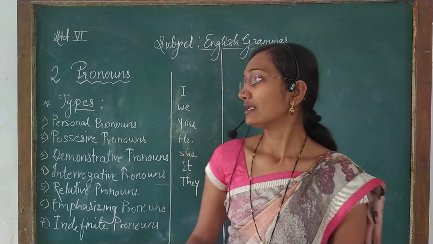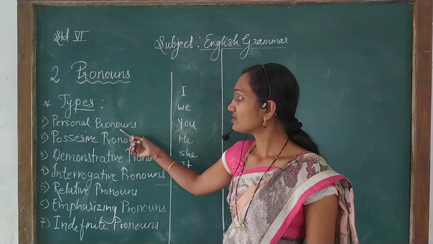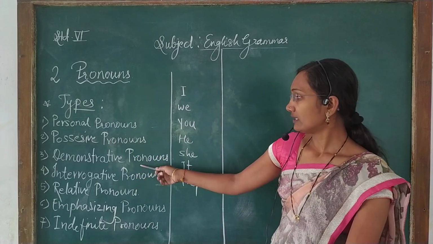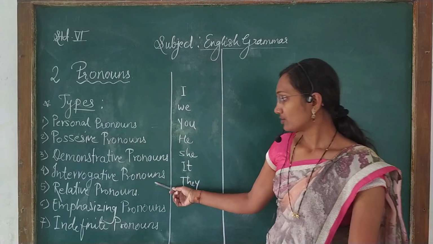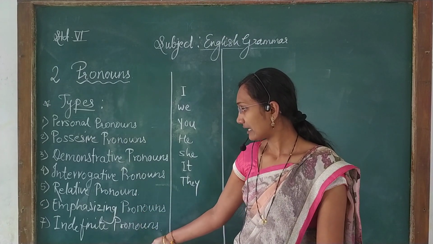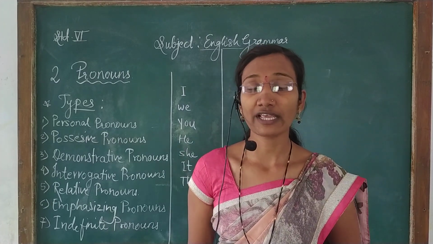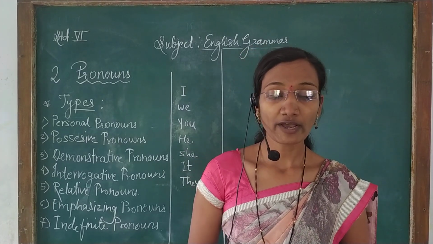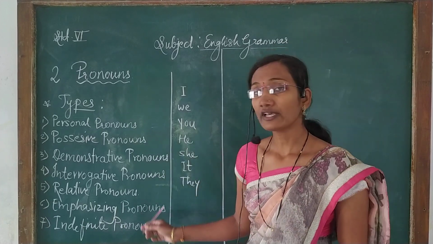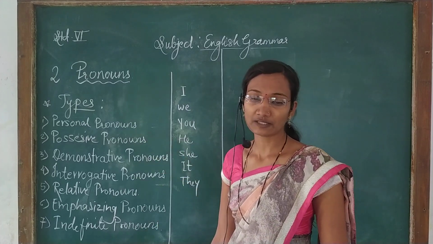There are 7 types of pronouns written here on the board. First, personal pronoun; second, possessive pronoun; third, demonstrative pronoun; fourth, interrogative pronoun; fifth, relative pronoun; sixth, emphasizing pronoun; and last, indefinite pronoun. You will find all the pronouns with explanations and examples in the books, so you have to go through the chapter. Today we are going to see all the types one by one, with explanation.